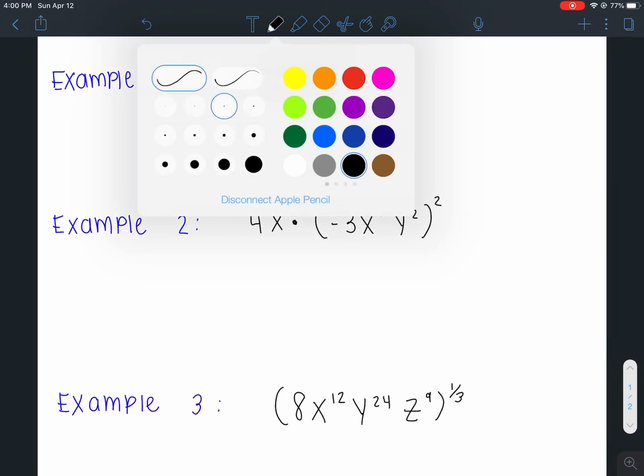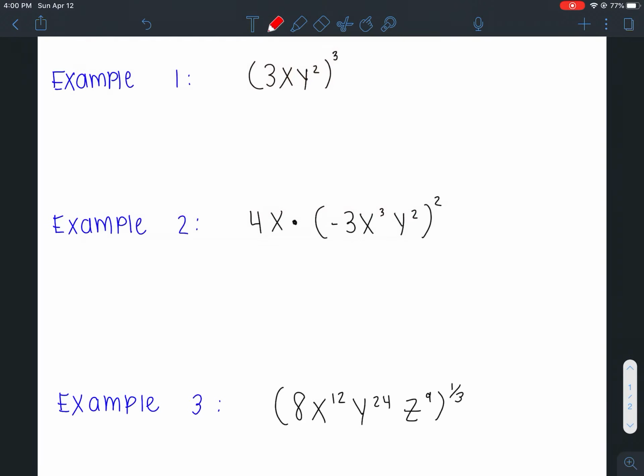Hey guys, in this video I'm going over the power law of exponents. Now the power law states that if something is raised from a power to a power, you're going to multiply the exponents. Basically the way I teach is that if you see parentheses, you're going to be distributing, right? To get rid of those parentheses, and you're going to multiply the exponents together.